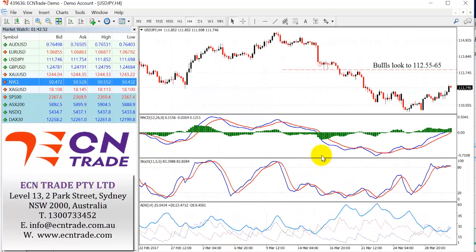Well, the dollar yen story still looks quite bullish for another 80 points up towards 112.55-65. And for those that are long, maybe take some profit towards that region, as we could see a small pullback. Support on the day comes in now at 111.30 and then beneath there it's 110.80.